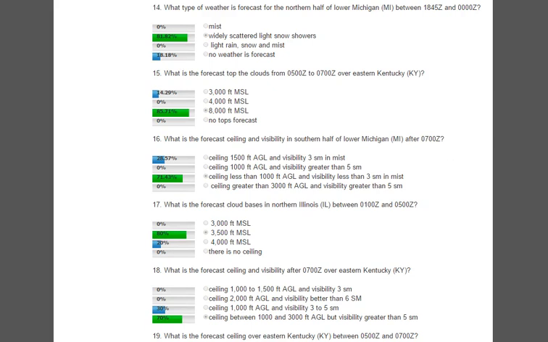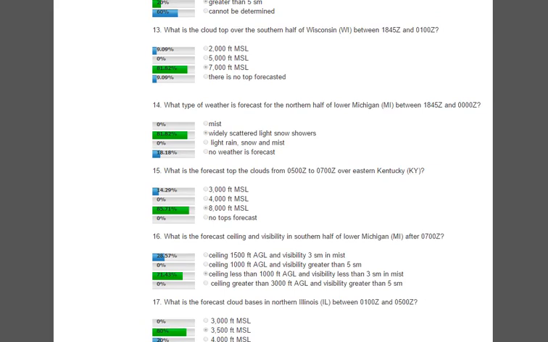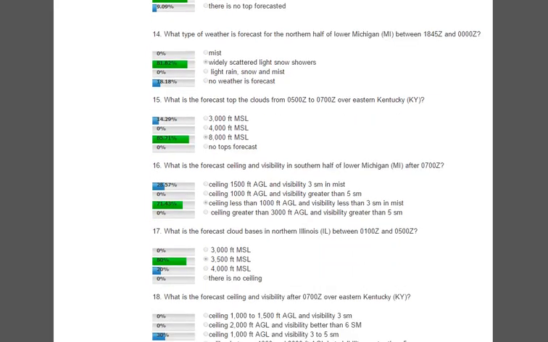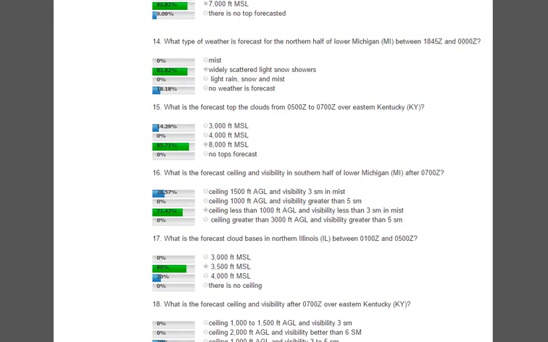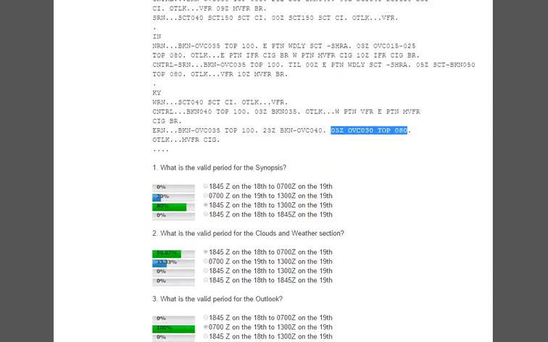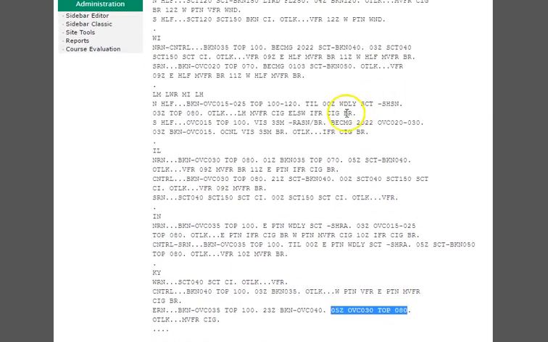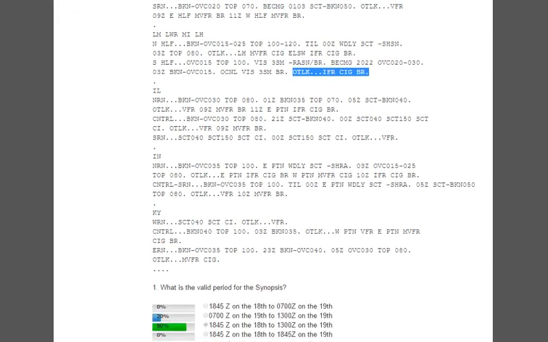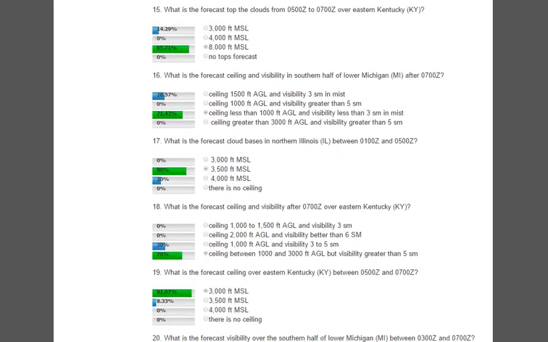We already talked about that. So let's take a look at the outlook, and that would be over forecast ceiling in the southern half of lower Michigan, after 7 Zulu. Outlook, IFR, because of ceilings and mist. IFR means visibility is less than 3 miles, ceilings less than 1,000 feet. And over the southern half, ceilings are less than 1,000, visibility is less than 3 in mist.